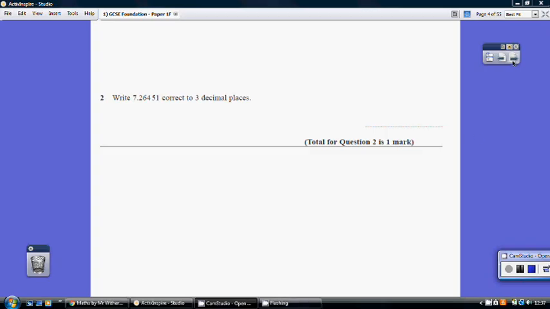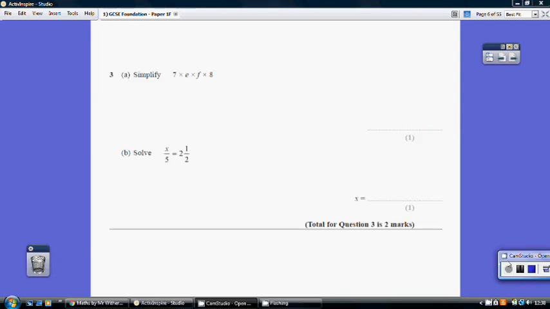Question 2. So to write a number to 3 decimal places, you're allowed 3 numbers after the decimal point. 1, 2, 3. But with this 4 here, do we round that up, yes or no? Well, we look at the next number. The next number is 5.